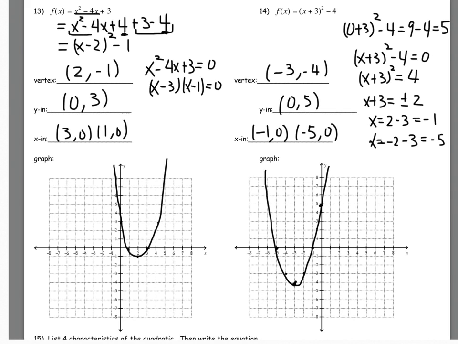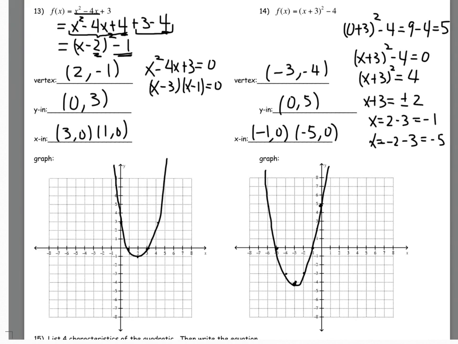X squared minus 4x plus 4 into perfect square form, which is x minus 2 squared. 3 minus 4, which is negative 1. So rewriting into vertex form, I have x minus 2 squared minus 1. That means my vertex is going to be 2, negative 1.